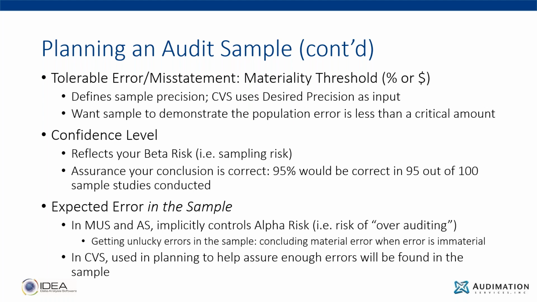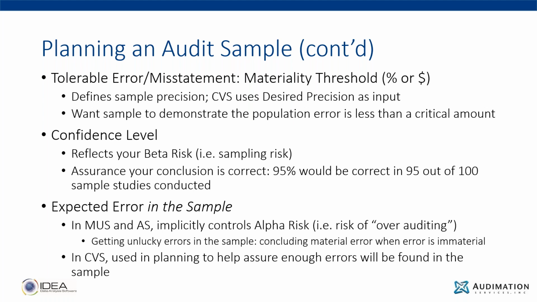So 95% would mean your conclusions would be correct 95 out of 100 times if you conducted the sample study. And then there's finally the expected error. A lot of people talk about the expected error in the population. Well, what this really is, is the expected error in the sample. In monetary unit sampling and attribute sampling, this implicitly is used to control alpha risk, which is sometimes known as your risk of over-auditing. This is where we could get unlucky errors in the sample and conclude that there's material error when error is immaterial.